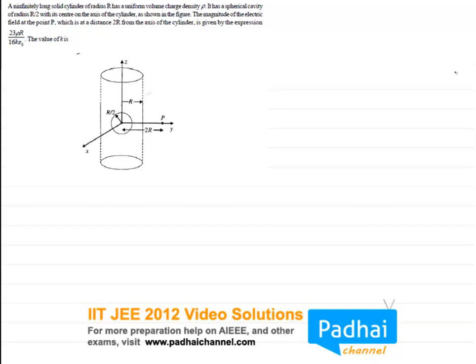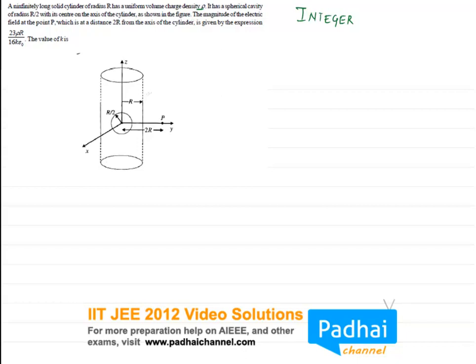Let us see this problem. This is an integer based problem. Right? So what the question says: an infinitely long solid cylinder of radius r has a uniform volume charge density rho. It has a spherical cavity of radius r by 2 with its center on the axis of the cylinder, as shown in the figure.